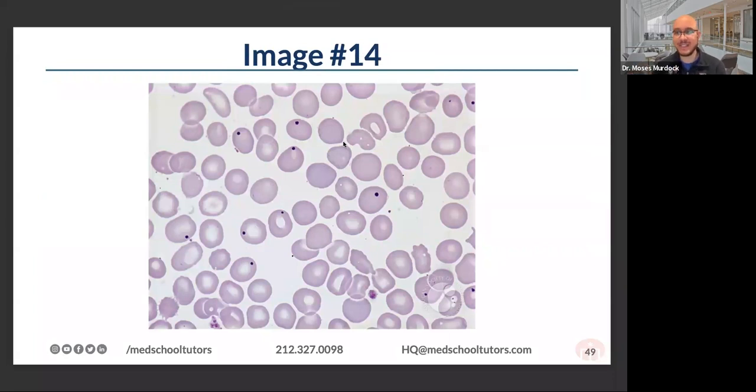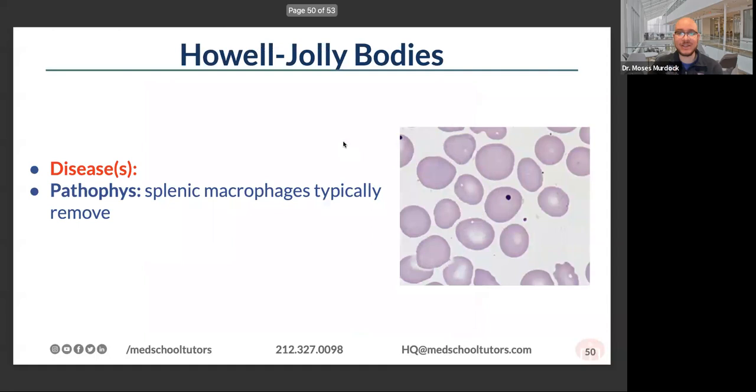And here we have our 14th and our final image. We see these really dark stained inclusions. Someone mentioned it before, actually. I'll give it to you that it's also a splenic problem, and it's very closely related to the G6PD stuff. And folks are absolutely right. This is a Howell-Jolly body. I mentioned already, it has to do with hyposplenia or asplenia. You can see the splenic macrophages typically remove these, and then you might see bite cells.